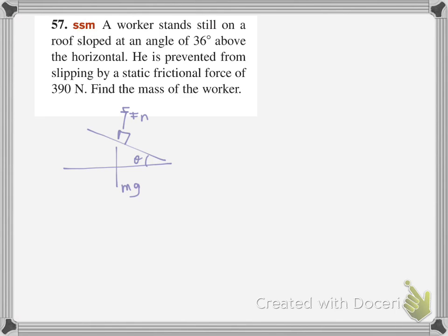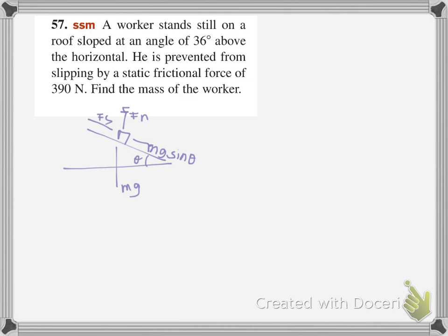Your normal force will always be pointing upward, and your gravity will always be pointing downward, perpendicular downward. To your left, you will have the only x component of your net force, which will be equal to your static frictional force.